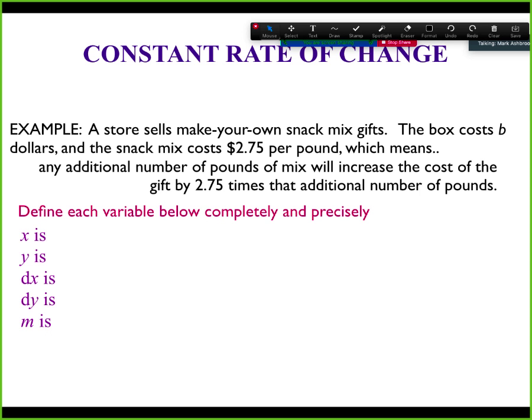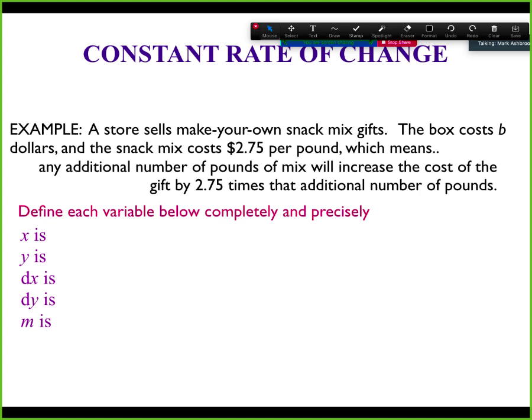So, quickly, what is each variable here in this situation? How would you define each variable? What is X? Number of pounds of snack mix. Y is? The cost of the snack mix that you buy.